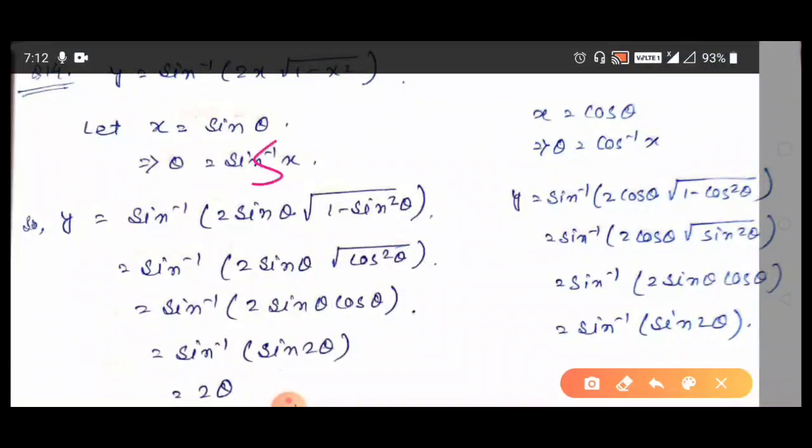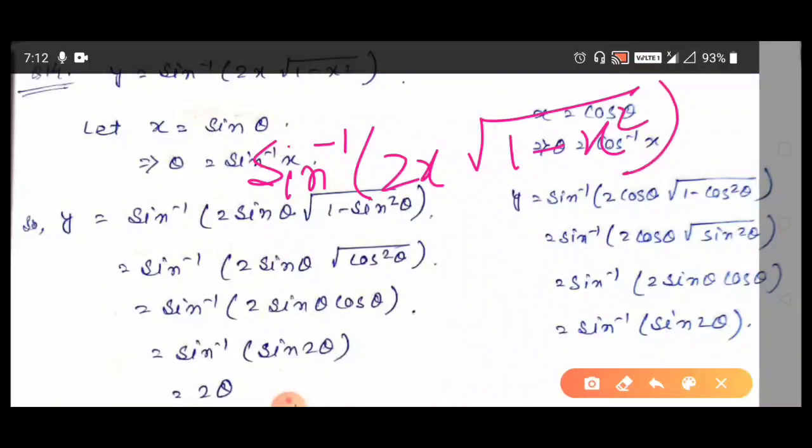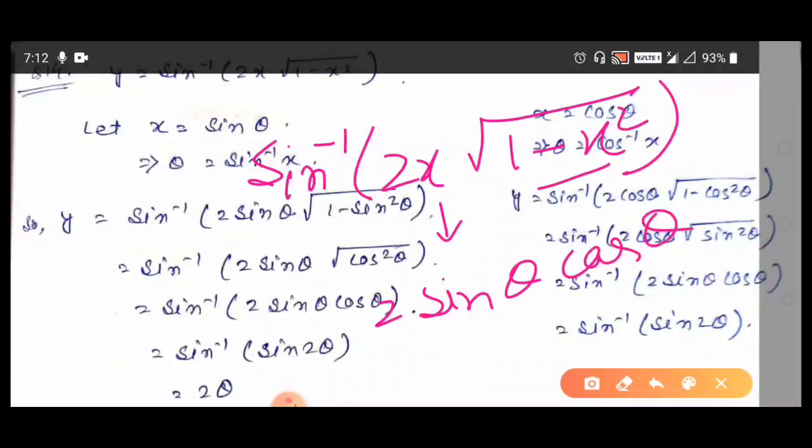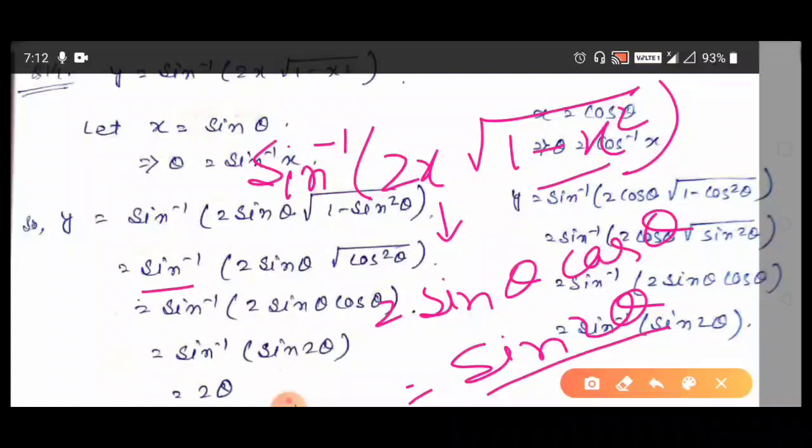So see, our question is given sin inverse 2x root over 1 minus x square. Now see, if we put sin theta in place of x, it will become 2 sin theta, and from here 1 minus sin square theta is equal to cos square theta. Root over cos square theta is cos theta. So from here we can get sin 2 theta. So whenever we will write sin 2 theta, we can cancel out sin inverse from outside.